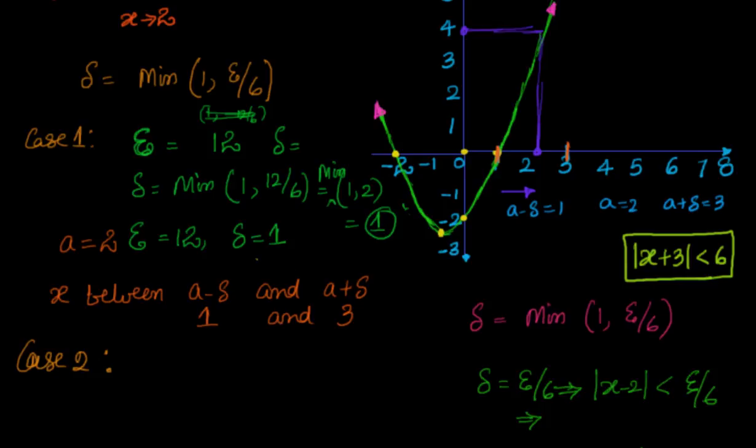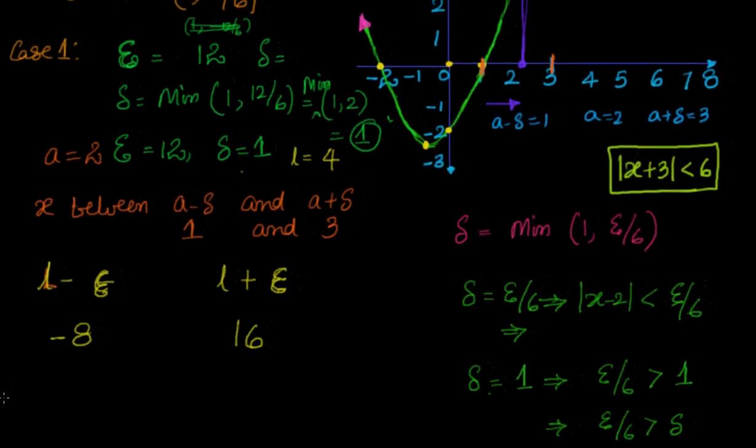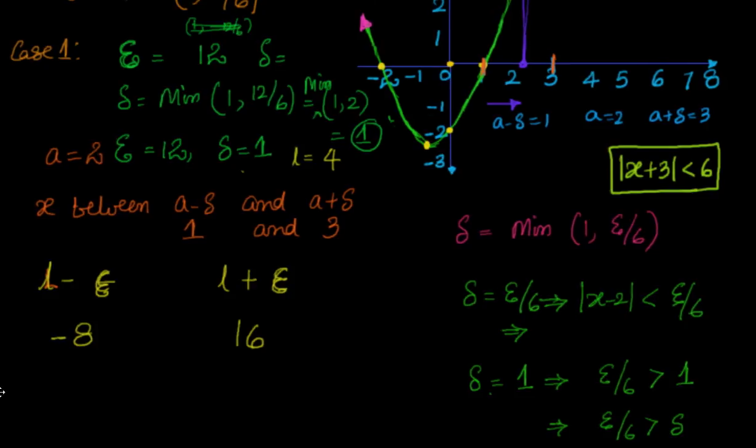What do we want to prove? We have to prove that f(x) is between L minus epsilon and L plus epsilon. First let us check what L minus epsilon and L plus epsilon are. What is L? L is nothing but equal to 4. L minus epsilon is minus 8. L plus epsilon is 4 plus 12. L is 4, epsilon is 12, so minus 8 and 16. Now let us check what f(x) is.